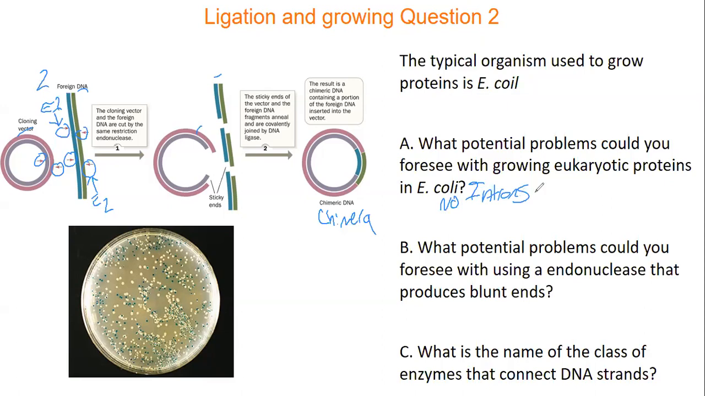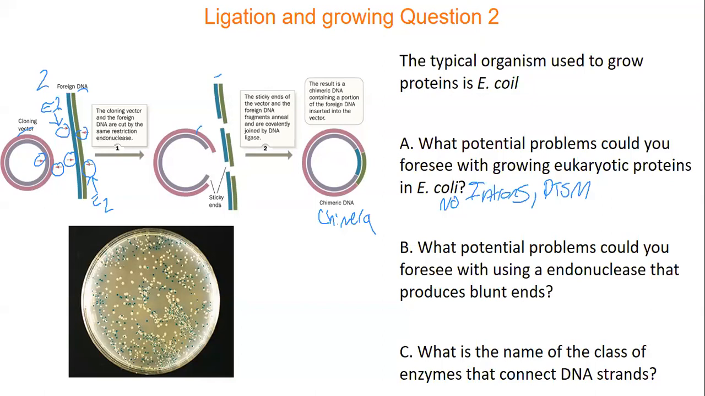Post-translational modifications, yes. PTMs, post-translational modifications. Prokaryotes do not really modify their proteins after they've already been created. Eukaryotes do it all the time. We do a lot of post-translational modifications, adding lipids, adding different functional groups. Also, sugar tags. That has to do with post-translational modifications. Prokaryotes don't put sugars on their proteins like we do, like 70% of the time or something like that.